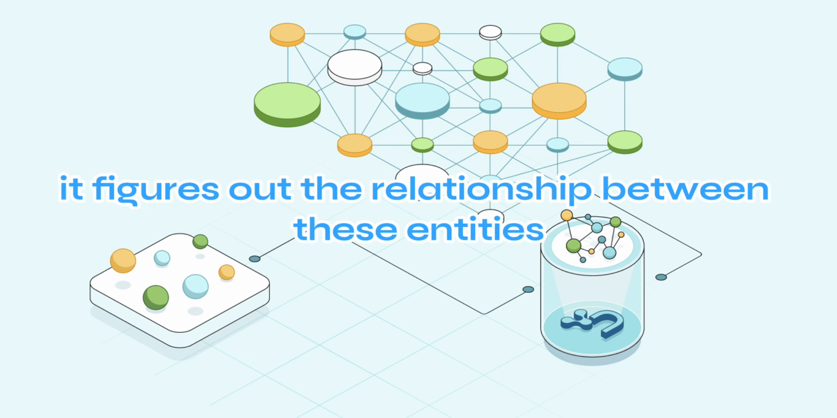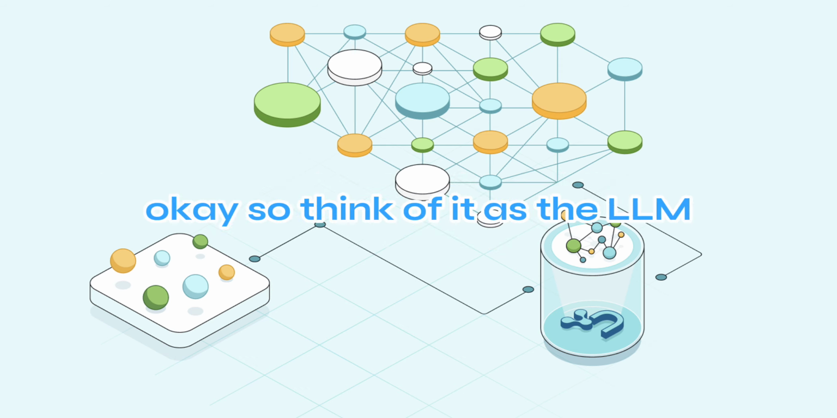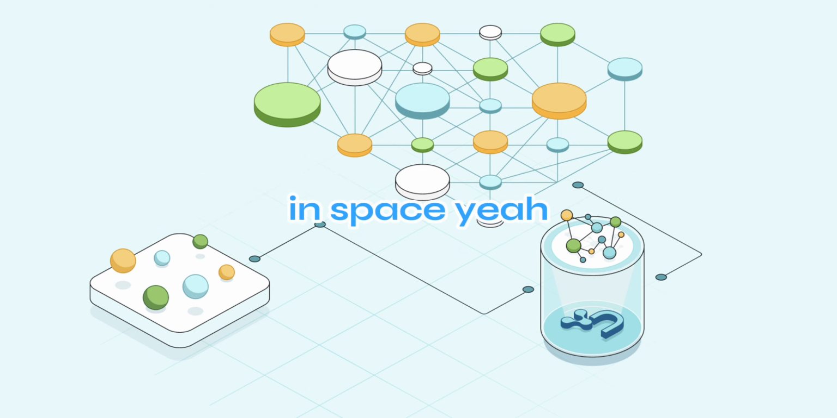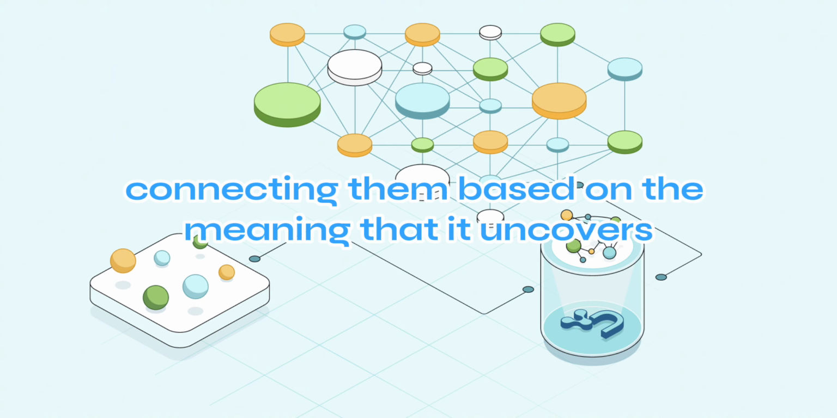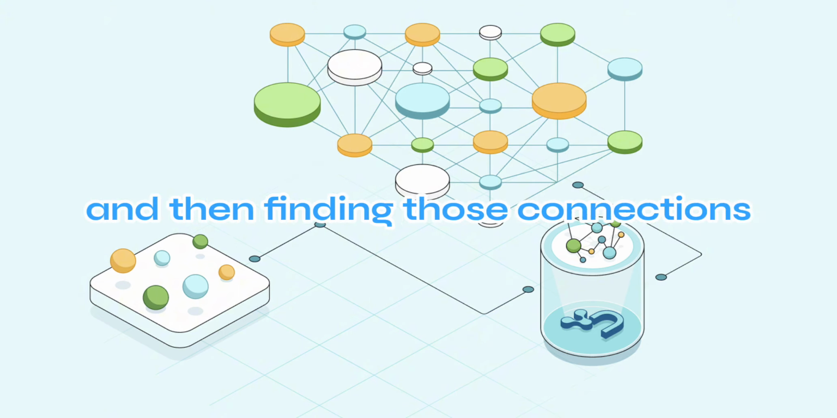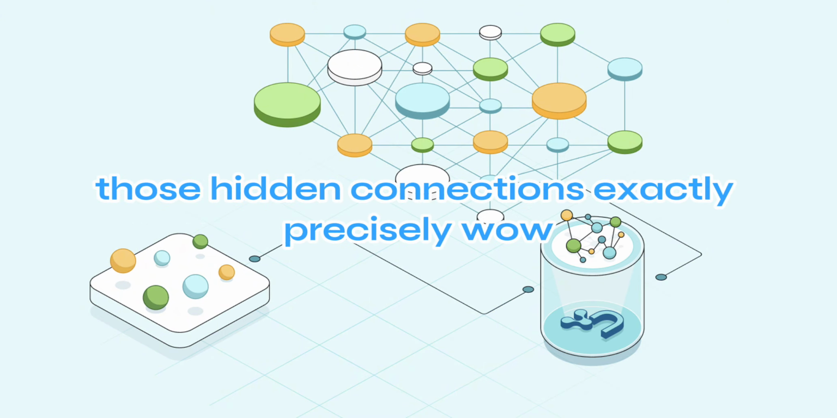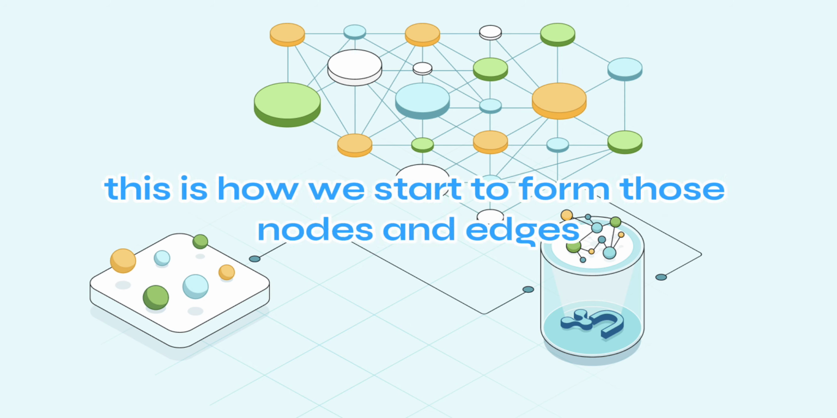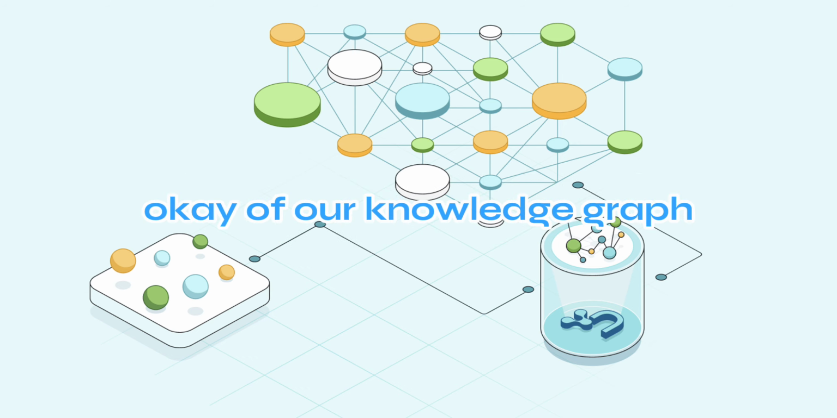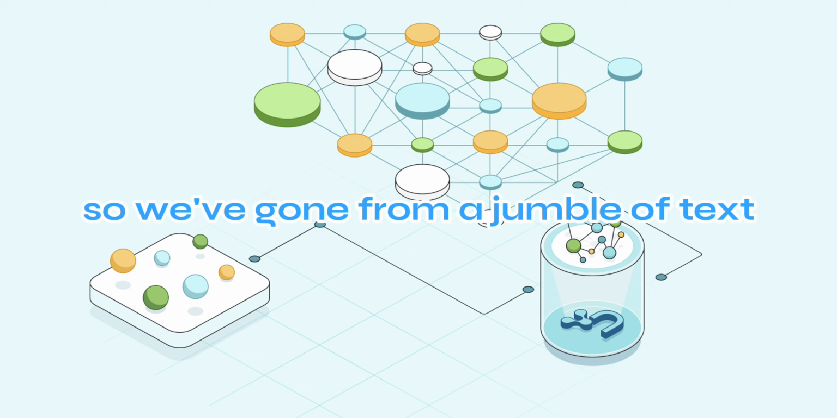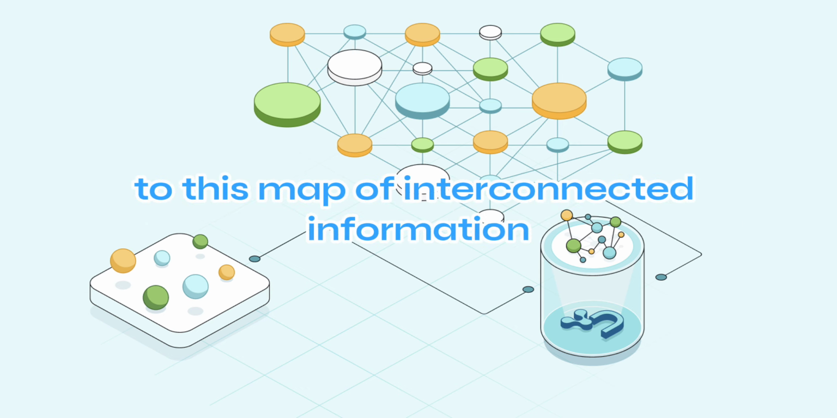Then it figures out the relationships between these entities. Think of it as the LLM drawing lines between those fingerprint points in space, connecting them based on the meaning that it uncovers. So the LLM is doing the heavy lifting of understanding the context within each chunk, and then finding those hidden connections. Exactly. And this process, this identification of entities and their relationships, is how we start to form the nodes and edges of our knowledge graph. It's like taking those individual puzzle pieces and actually starting to see how they fit together. So we've gone from a jumble of text to this map of interconnected information.